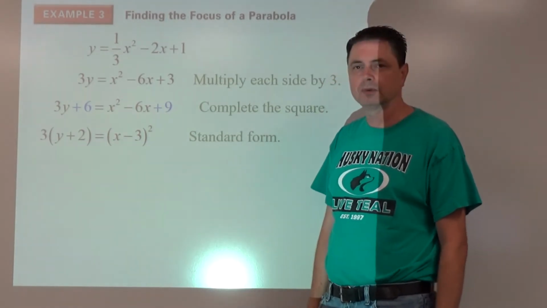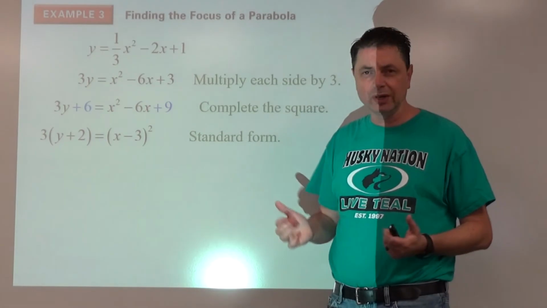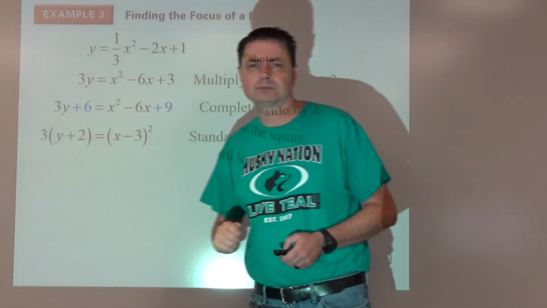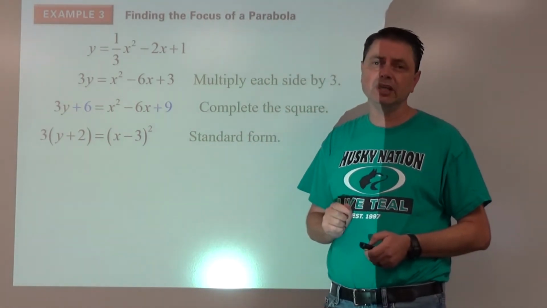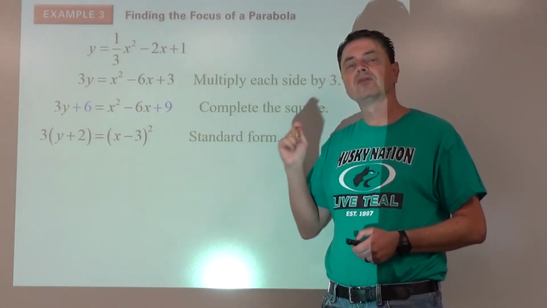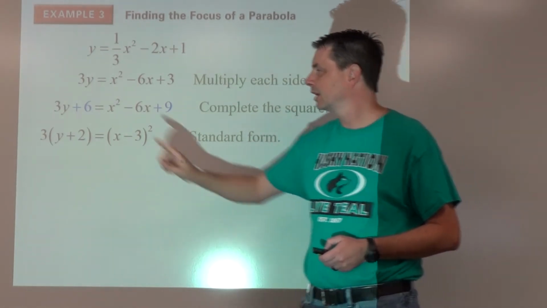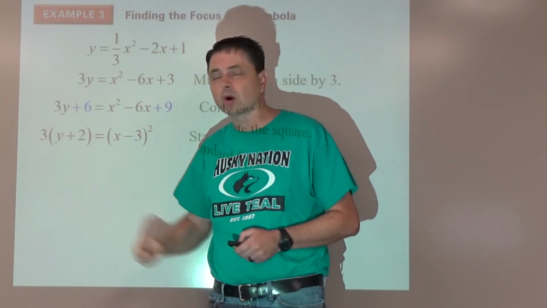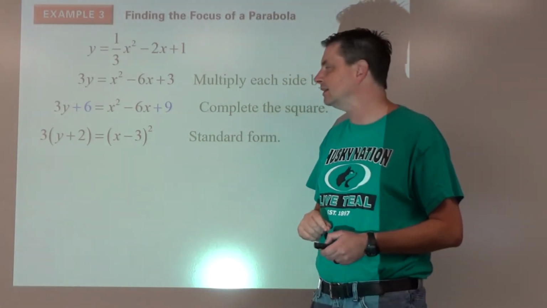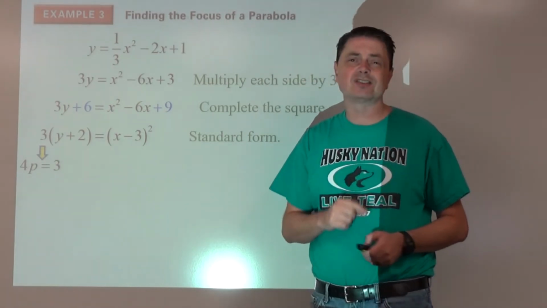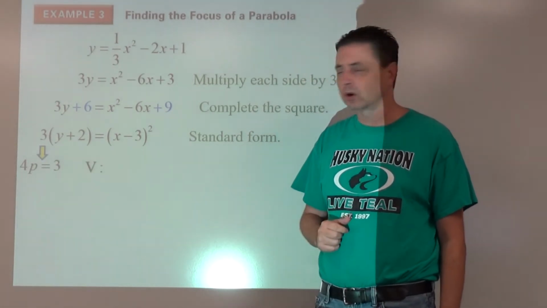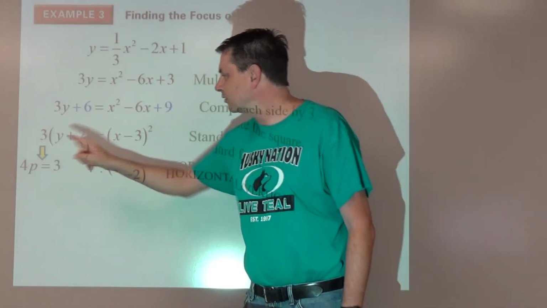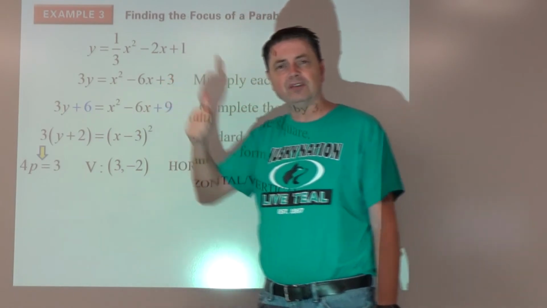There's our standard form. So from that, what we know is, I know the vertex. Vertex is 3, -2. I can also find the p, because the p is going to take me from the vertex to the focus. From our equation, that's 4p. Always in front is 4p. So 4p equals 3. I can write that equation, and I can solve for p.